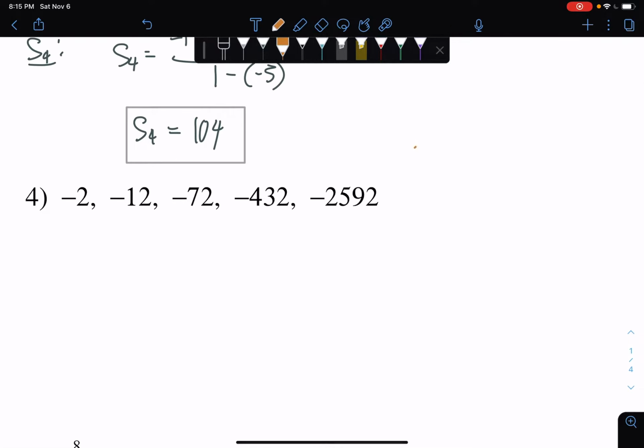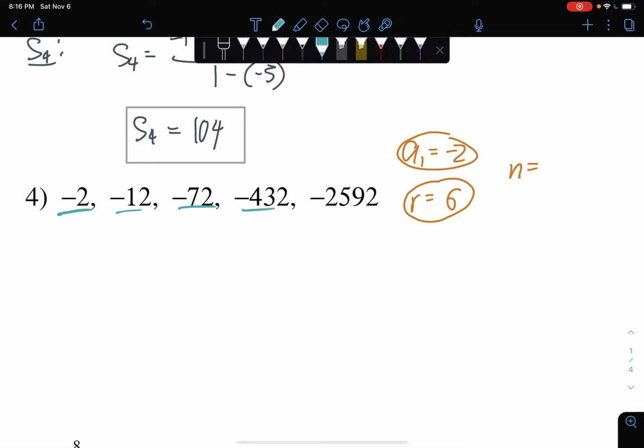Number 4, a sub 1 is equal to negative 2. R is equivalent to 6. Alright, n is equivalent to 1, 2, 3, 4, 5 terms. So we're going to find S sub 5.